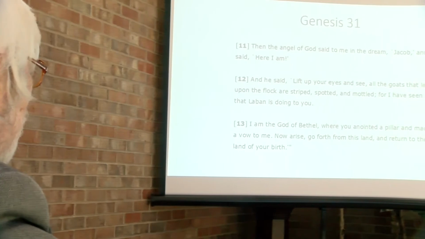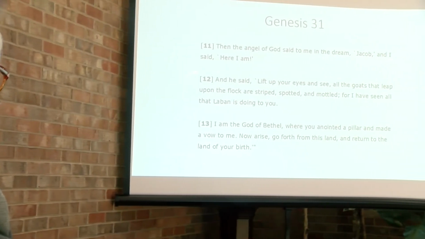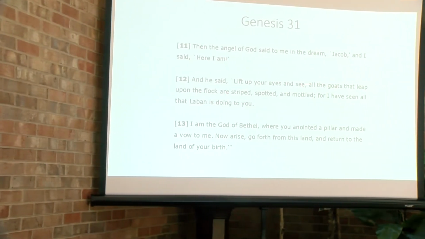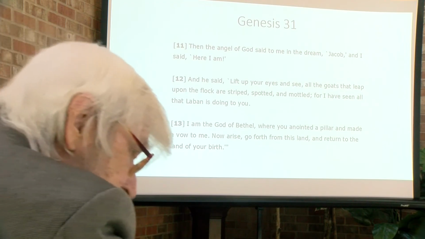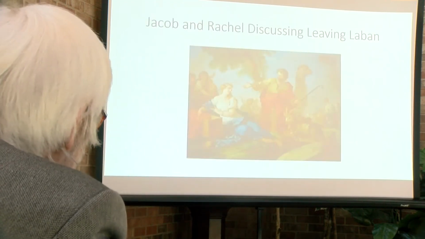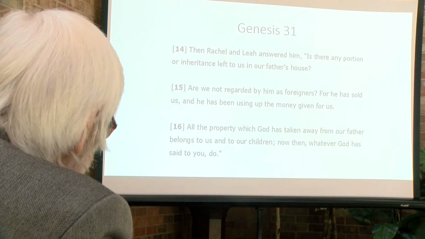Then the angel of the Lord came to him and Jacob. And he says, here, lift up your eyes and see, for all that I've Laban, you can read it. I am the God of Bethel. See, that name comes up again. I am the God of Bethel, where you anointed a pillar and made a vow to me. Now arise, go forth from this land and return to the land of your birth. Here's a discussion of going back.